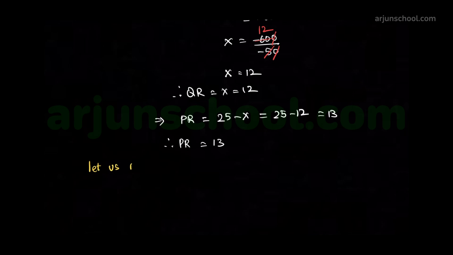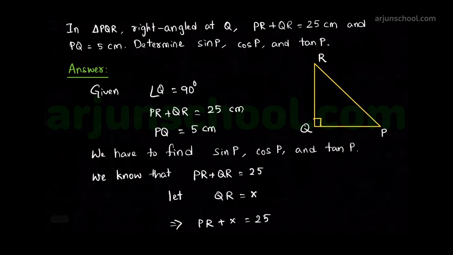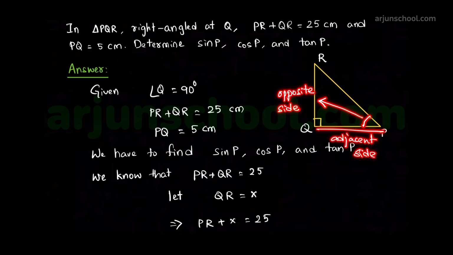Now let us mark the sides with respect to the angle P, since we need to find sin P, cos P and tan P. For angle P, opposite side is equal to QR, which is equal to 12 centimeters. Adjacent side is equal to PQ, which is equal to 5 centimeters. Hypotenuse is equal to PR, which is 13 centimeters.